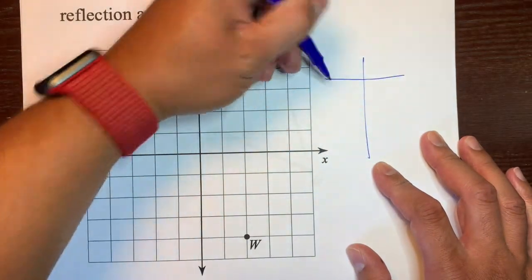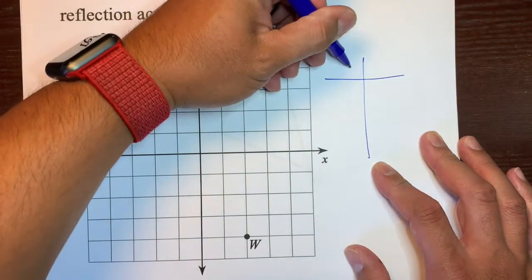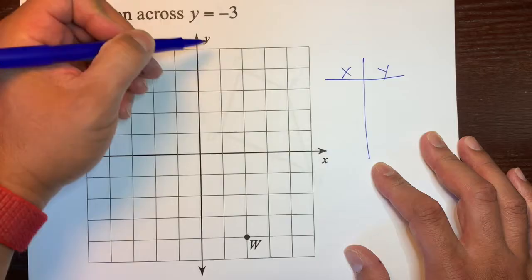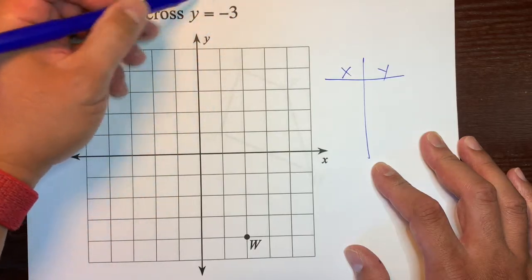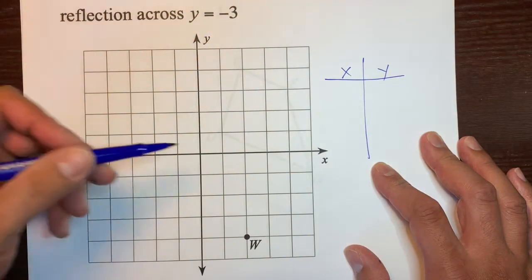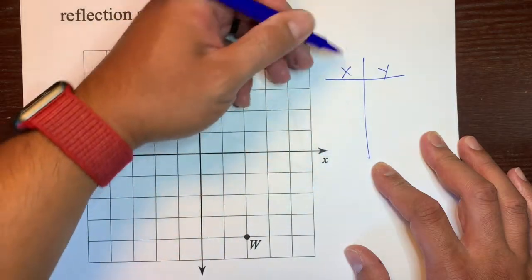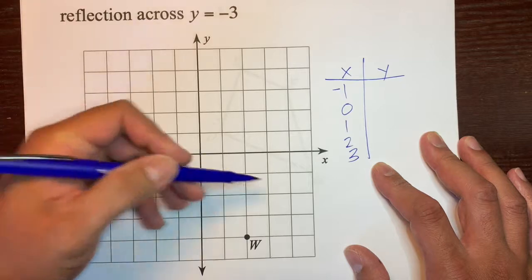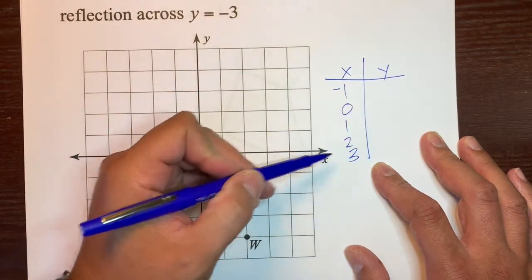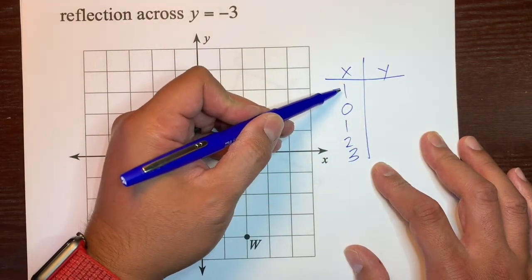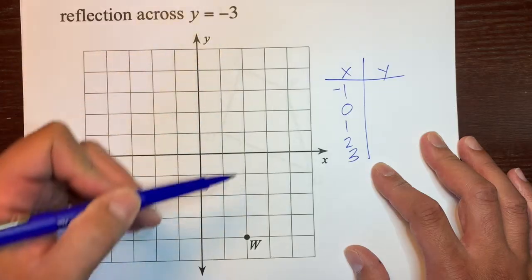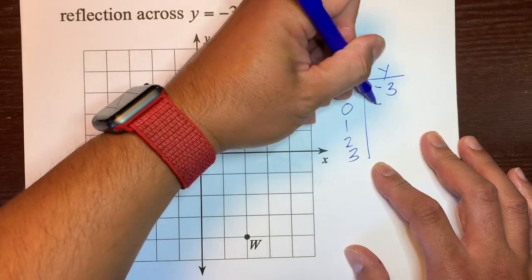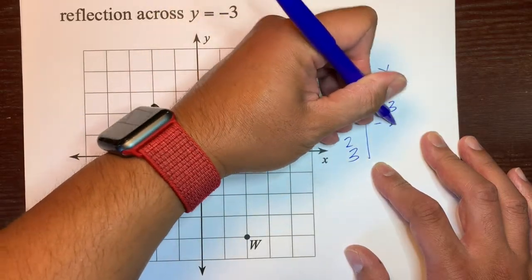So what we're going to do is make a t-table. We're going to put an x right here and a y right here. This will help us figure out some coordinates to graph this line, y equals -3. So I'm just going to put some numbers for x: -1, 0, 1, 2, 3. And whatever x is, what does y have to be? Well, if x is -1, no matter what, y is -3. If x is 0, y is always -3. And again, for 1, it is -3.